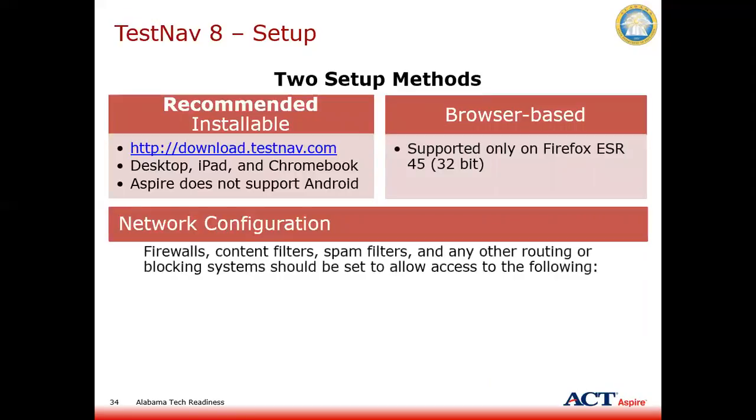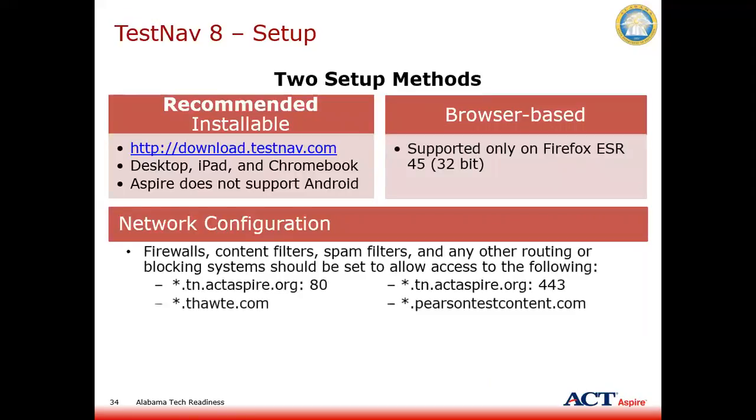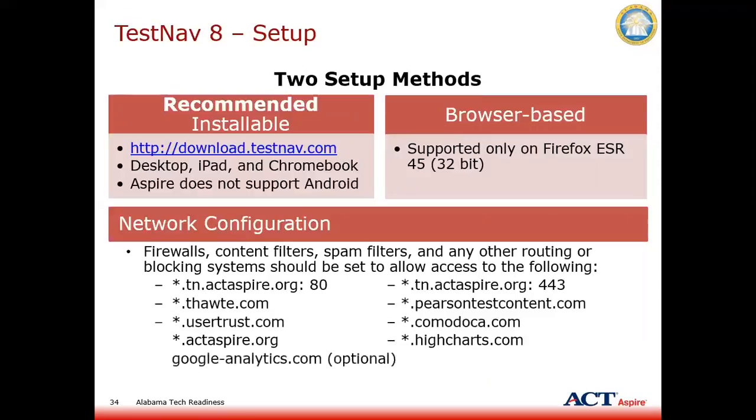And then regardless of your testing method, whether it's desktop, iPad, Chromebook, or even browser-based, no matter what, you need to make sure that you configure your network. You want to make sure your firewalls, content filters, spam filters, basically anything that may route or block the information from getting through, are whitelisting these URLs and these ports, so that content is able to access through your systems, through your network.